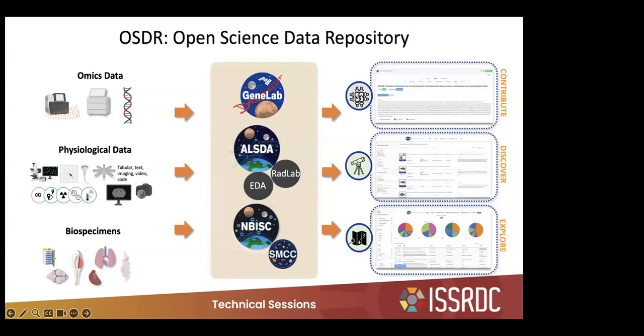The Open Science Data Repository, or OSDR, sits at the center of this ecosystem. It contains omics data, physiological data, and biospecimens from experiments investigating the impact of spaceflight on biological systems. It consists of a suite of tools including GeneLab, ALSDA, EDA, RadLab, NBISC, and SMCC, which together allow users to contribute, discover, and explore data.